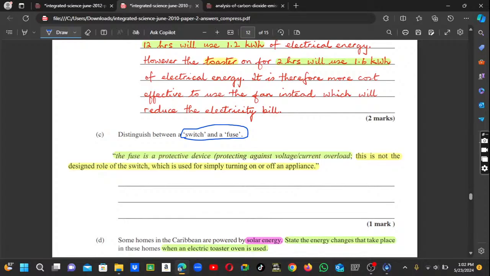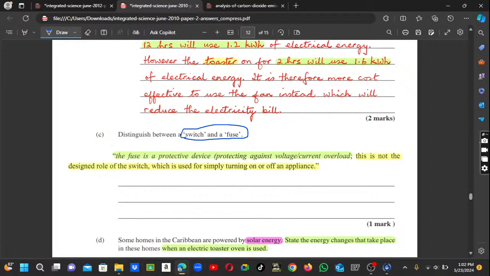Between a fuse and a switch, we know that the fuse is a protective device, right? And what does the fuse do? The fuse normally protects against overload of the current. This is not just the design of the switch, which is used to simply turn an appliance on and off. So that is the difference between a switch and the fuse.